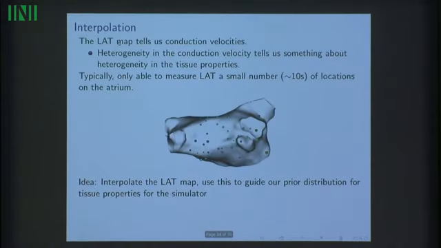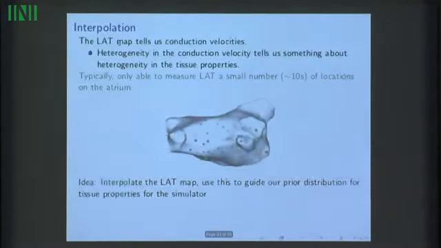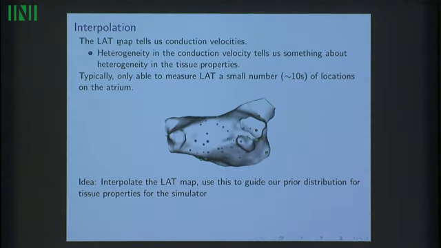So we get data at different points here, these are colours at the points. What we'd like to be able to do is produce a map of what's happening over the entire heart. The reason we want to do that is that the local activation time map, the LAT map, tells us something about the speed with which this wavefront is moving over the surface of the heart. And the speed with which the wave is moving is related to the tissue properties of the heart, and we need to learn those tissue properties. So we're going to use our best guess of the activation map to inform our belief about these tissue properties. That's why we're doing interpolation here.